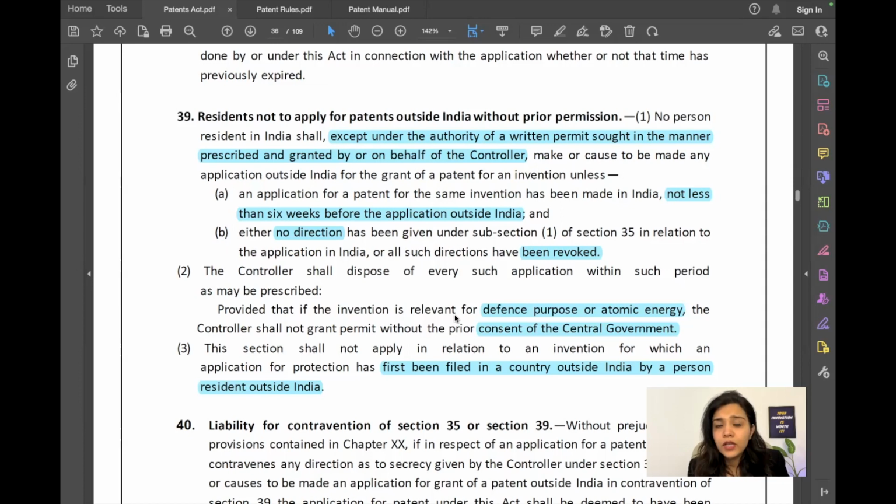This cannot happen. So what is the scenario here? That I want to get a US patent. So what would the government require? The government would require either I first file a patent in India.